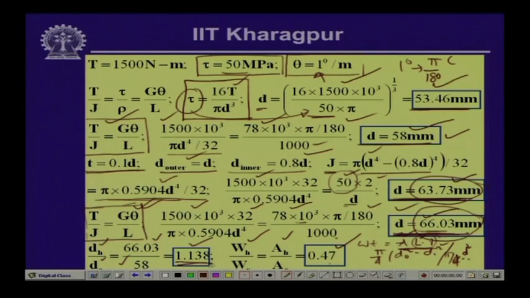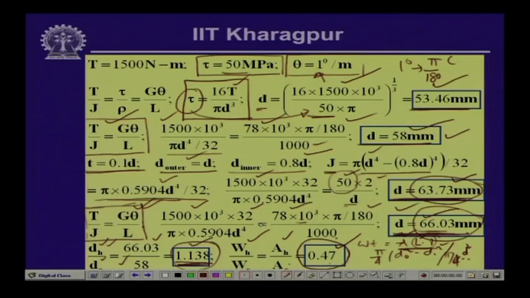Now, please note these two values: the ratio of the diameter is 1.138 and the ratio of the area is 0.47. This means the hollow area is equal to 0.47 times the solid area, and the diameter of the hollow bar is equal to 1.138 times the diameter of the solid bar. Now, this comparison states that to resist the 1500 Newton meter of twisting moment, satisfying both the criteria of stress and rotation angle, the outer diameter of the hollow bar will be 14% more than the diameter of the solid bar.